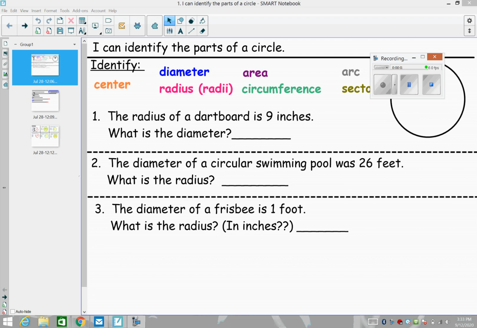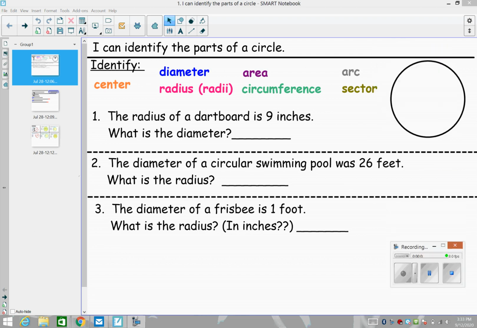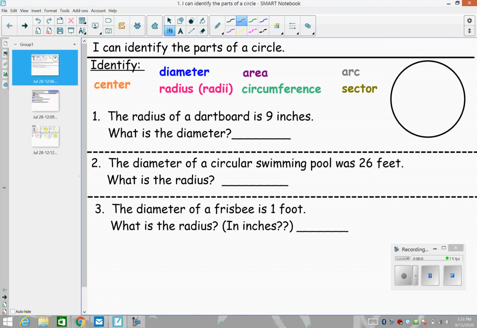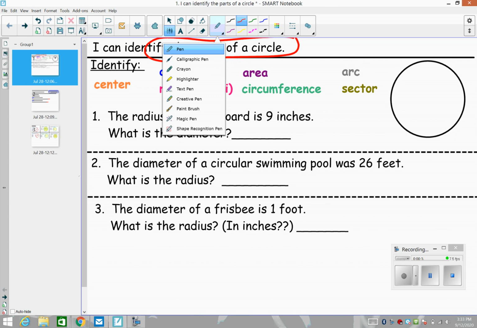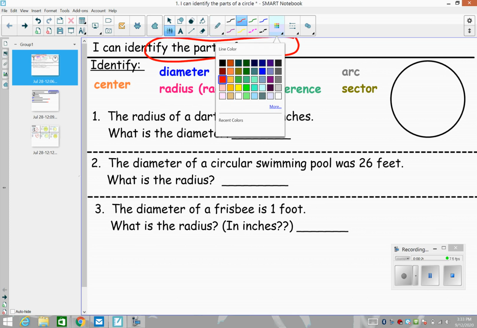Hey, math friends. So our learning target today is that I can identify the parts of a circle. Some things you're pretty familiar with, but other things may be brand new vocabulary for you today. So one by one, we'll go through this process.